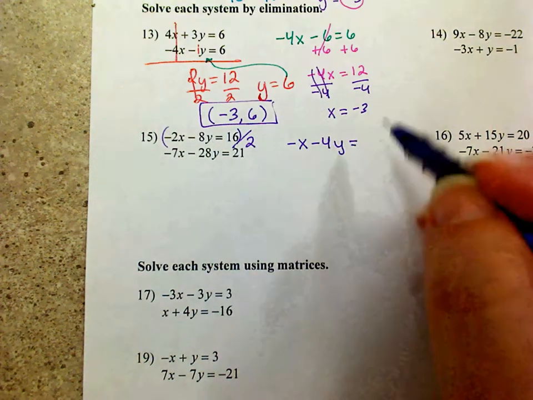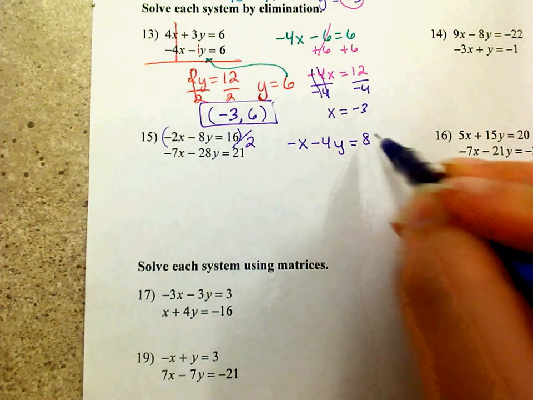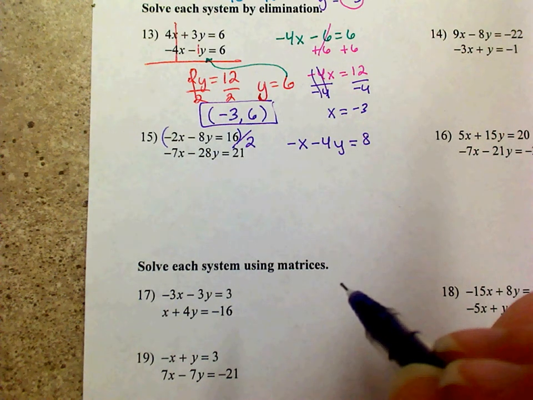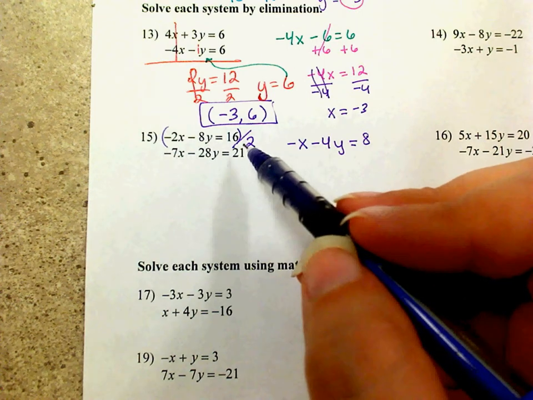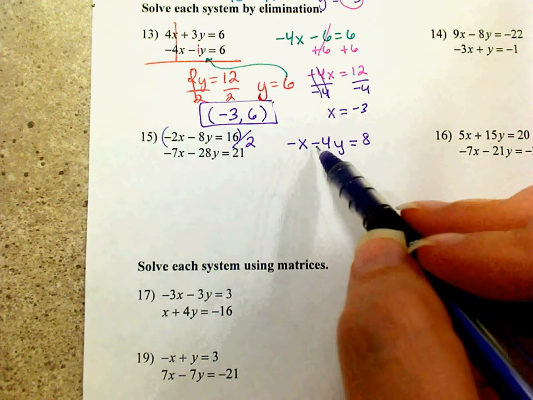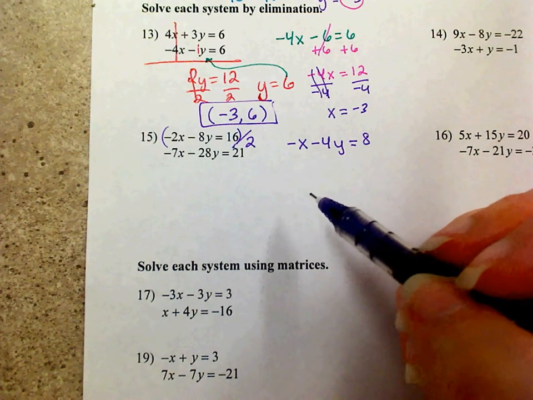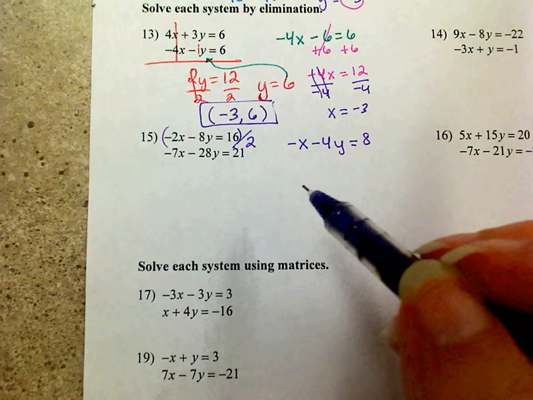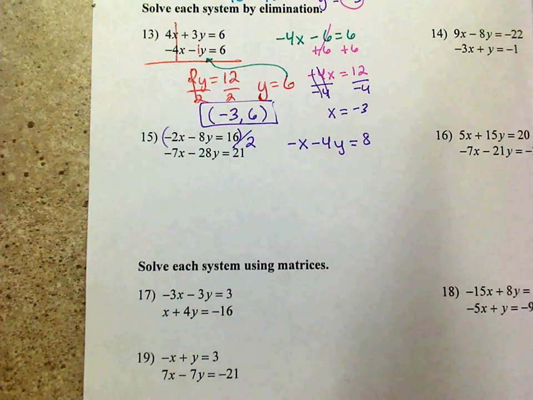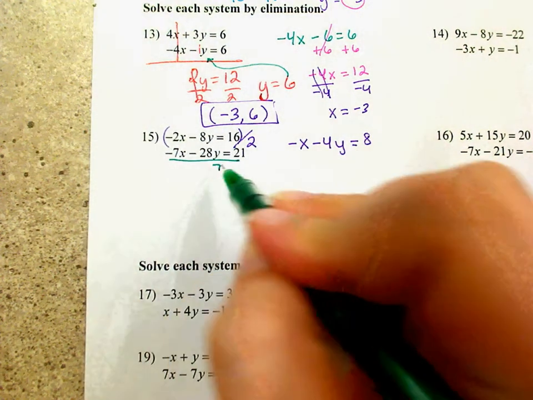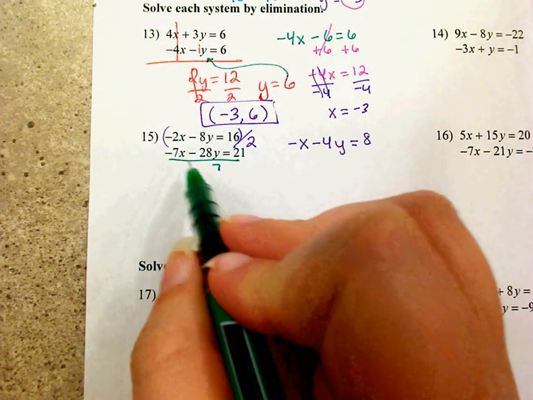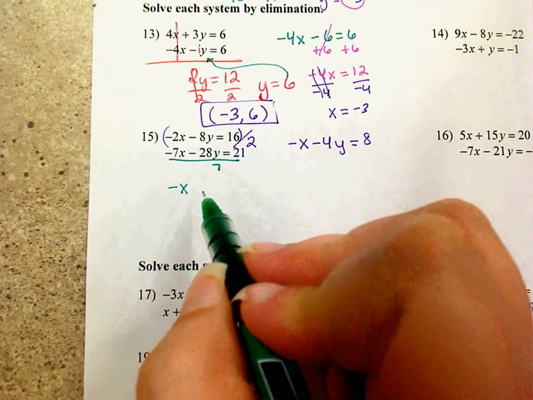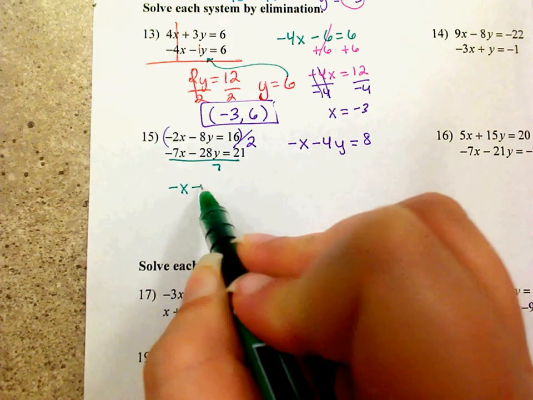8. Okay. If you are inclined, you could have divided by negative 2 and made that positive, positive, and negative, but it's fine if you don't. Now I'm looking at the second equation. Can I also divide the second equation by a number? 7 goes in all of them, right? So I'm going to divide this whole equation by 7 and see what I get there. I've got a negative 7 divided by 7, so negative x. Negative 28 divided by 7, negative 4. And 21 divided by 7, 3.